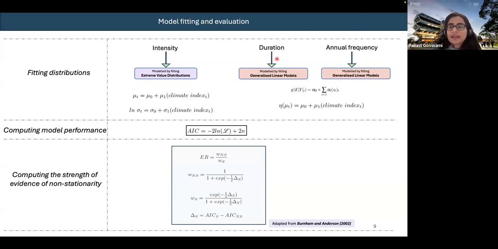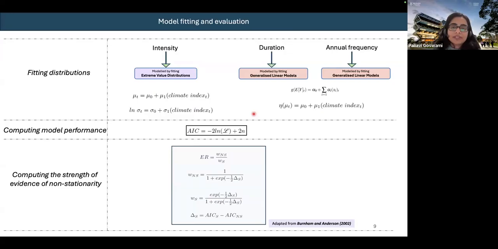And then coming to duration and annual frequency. The catch here is that although they represent an extreme event, which is drought, they by themselves are not extreme values. So there's a slightly different approach for modeling duration and annual frequency. Instead of fitting an extreme value distribution, I've used a generalized linear model. Generalized linear models also allow us the flexibility to model them using time or a time-dependent variable, which in our case is the climate index. So that's how the three characteristics are modeled.